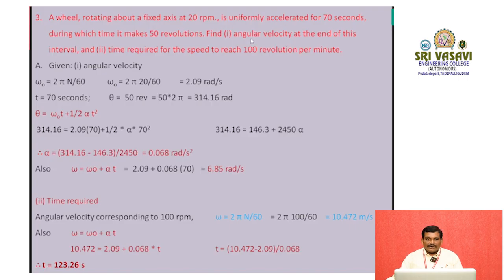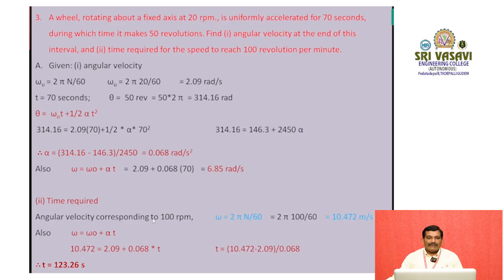In the first bit, it is asking the angular velocity at the end of this interval. Then omega is equal to omega naught plus alpha t. Omega naught is 2.09, plus alpha 0.068 into t, 70 seconds, gives 6.85 radians per second.